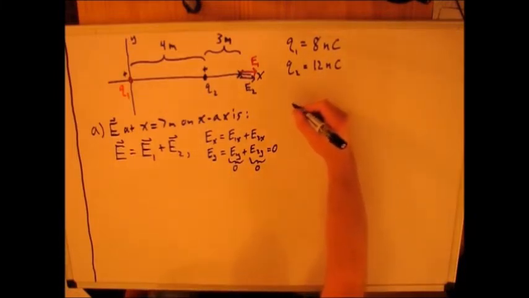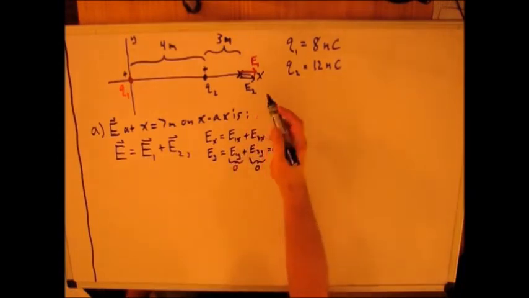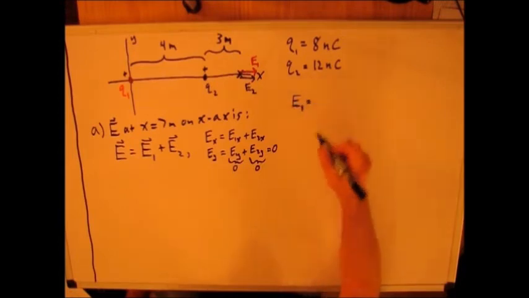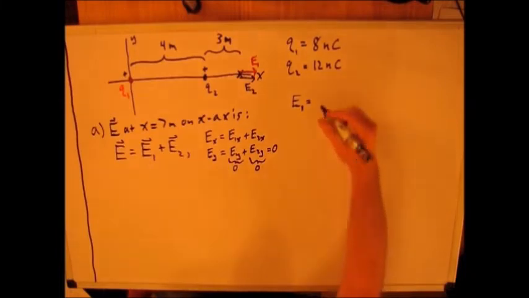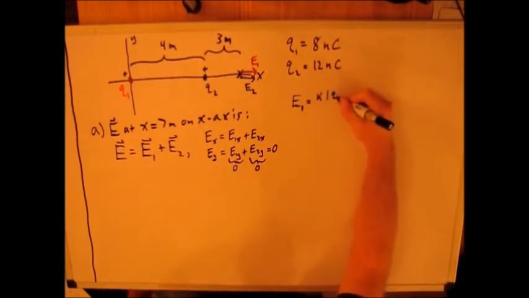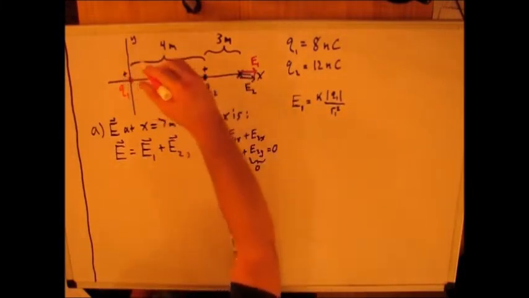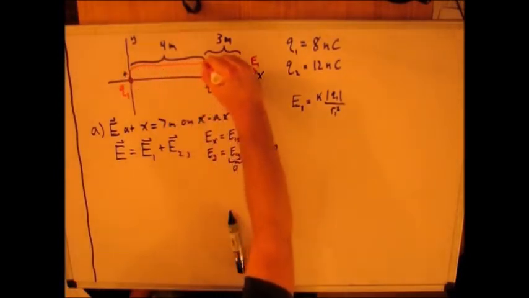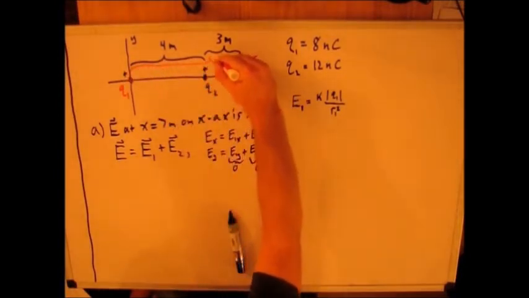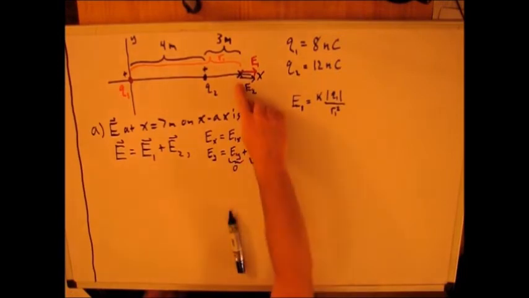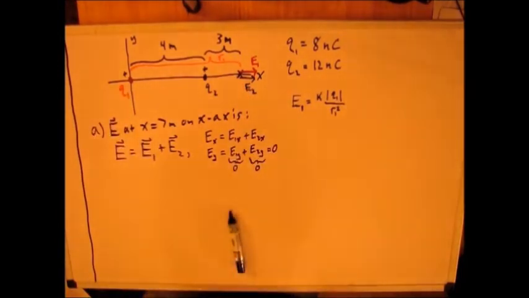All right, so E1x. To calculate the x and y components, we need to know the magnitudes of each of these vectors. So the magnitude of E1, this is the formula for the magnitude of the electric field due to a single point charge. It's K, absolute value of Q1, divided by R1 squared, where R1 is the distance of this point from the charge Q1. So if I draw that in here, right there, that's R1. That distance, and this is the point x equals 7 meters, so that's 7 meters from Q1.